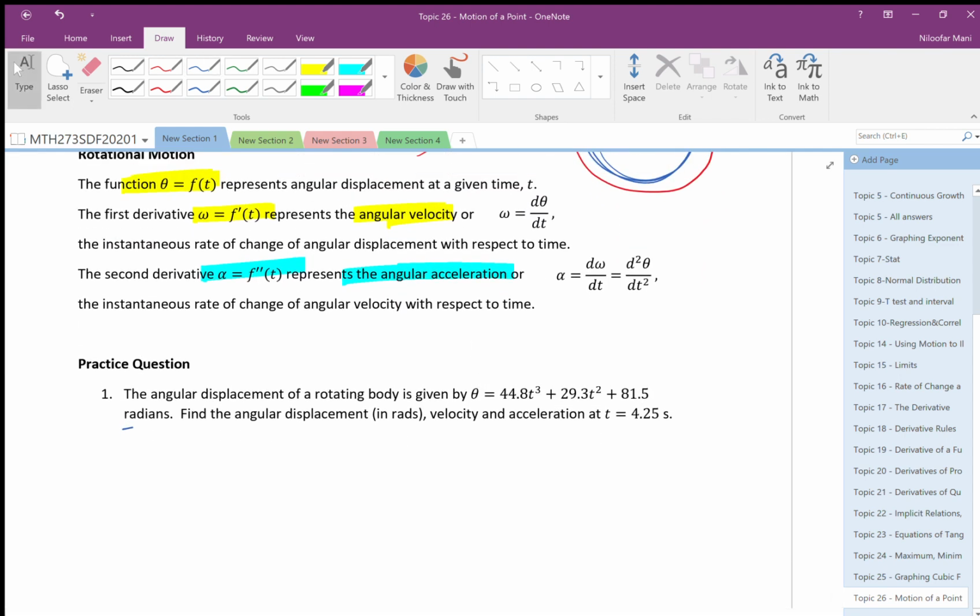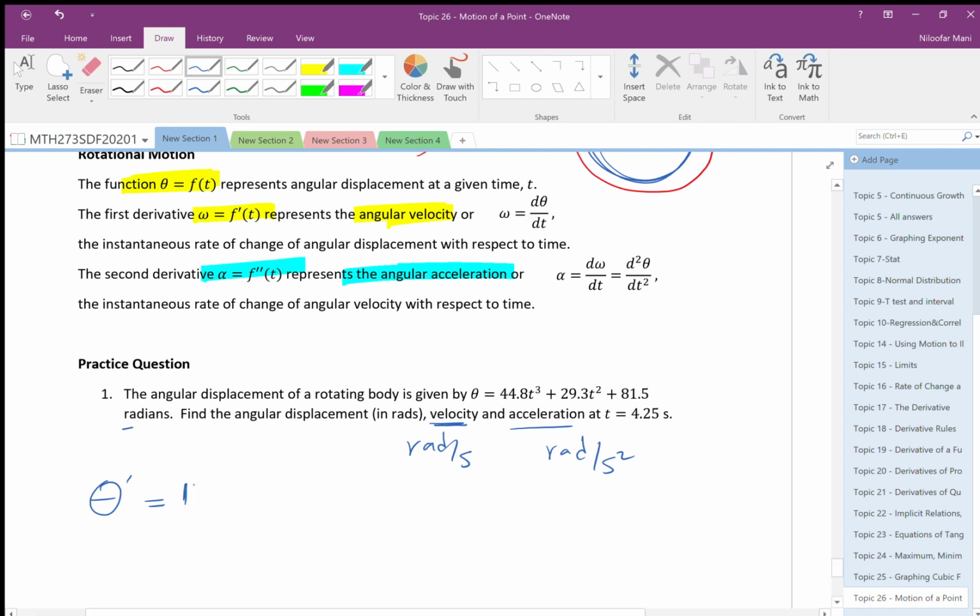Okay, so it says how many radian. So radian is the unit for the motion. Then for angular velocity, you have to say radian per second, and for this one you have to say radian per second squared. It's very easy. You just have to find theta prime, which is 44.8 times 3.